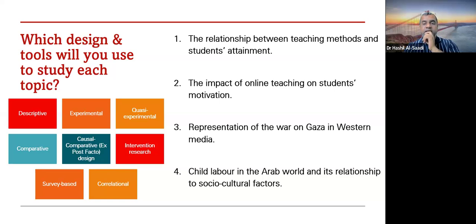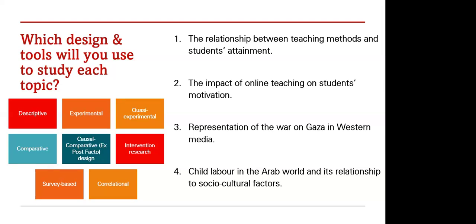If we take the first one, the relationship between teaching methods and students' attainment, can anyone volunteer, please, to match that topic to the design? Which design do you think fits the first topic? Or any topic? Yes. In the relationship between teaching methods and students' attainment, we can use a correlational design. Also, we can use descriptive. I think that.